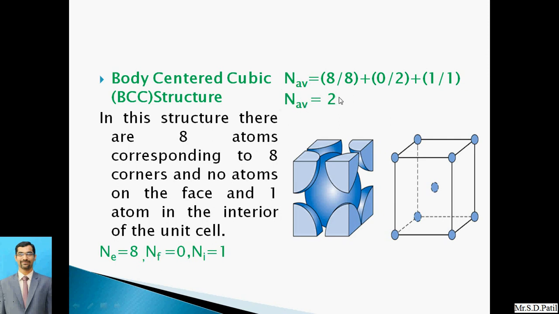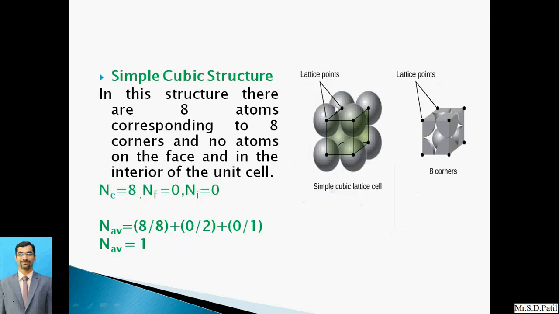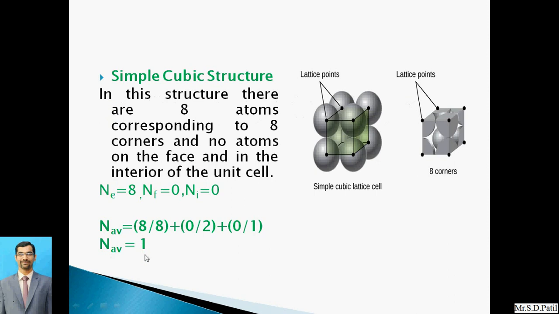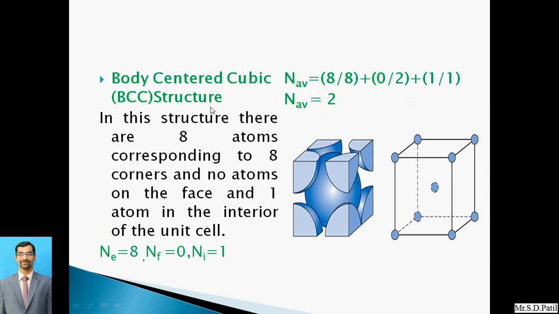In the previous structure, NaV is equal to 1. So for the simple cubic structure, the average number of atoms per unit cell is 1. In the body-centered cubic structure, the average number of atoms per unit cell is 2, because this centered or interior atom is added in this structure.